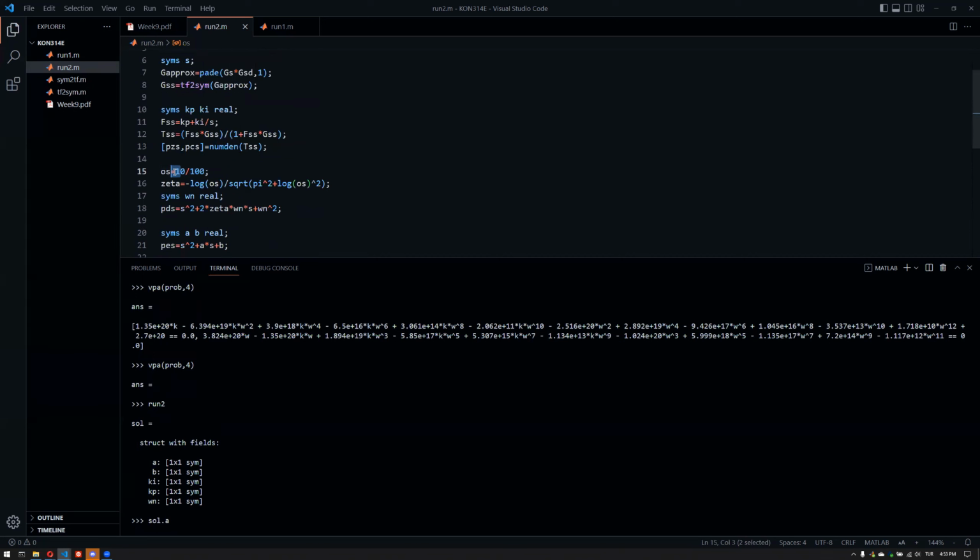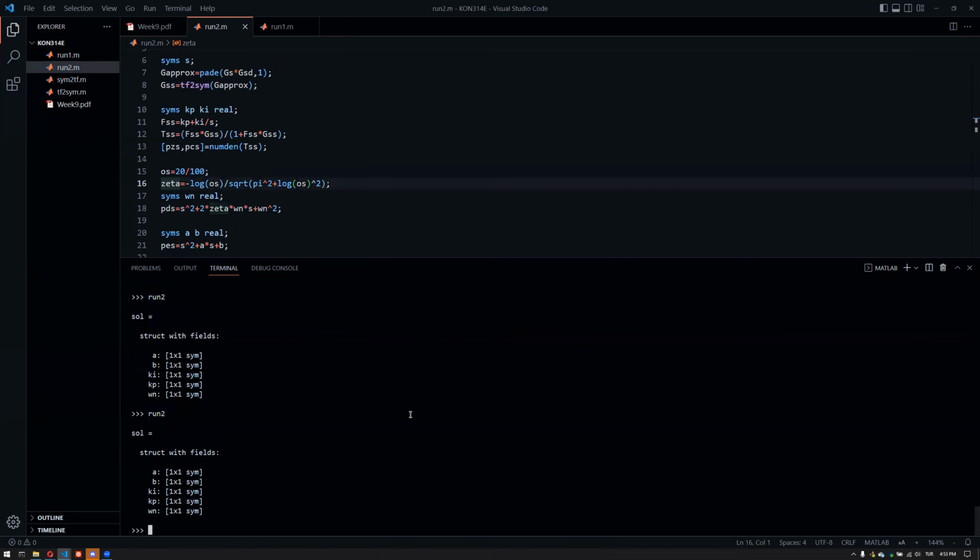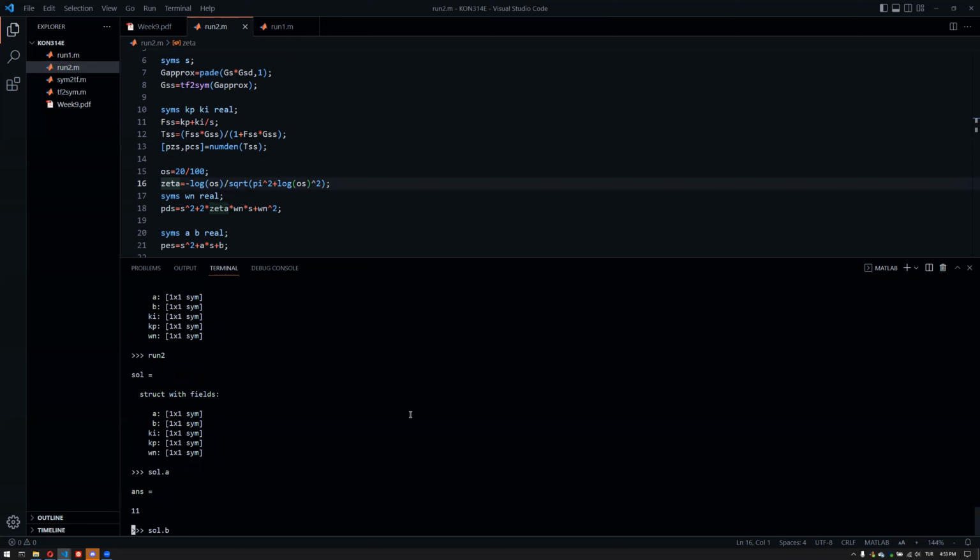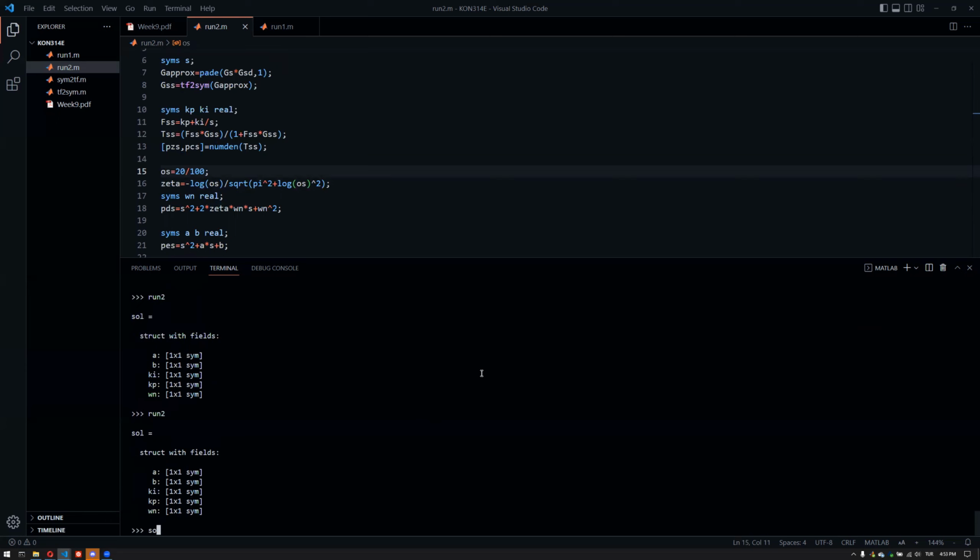Maybe increase the overshoot a little bit. I don't remember the solution, so let me just try that. Sol.a, sol.b, sol.omega n. Didn't I update this? Run it. It's not changing, I guess. Yeah, it's not using the Ki term. We again need to look at the problem here. Why is this happening?